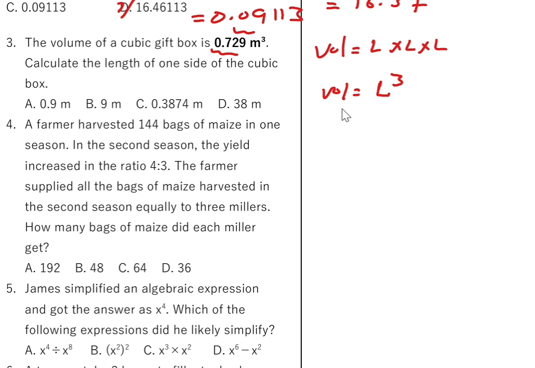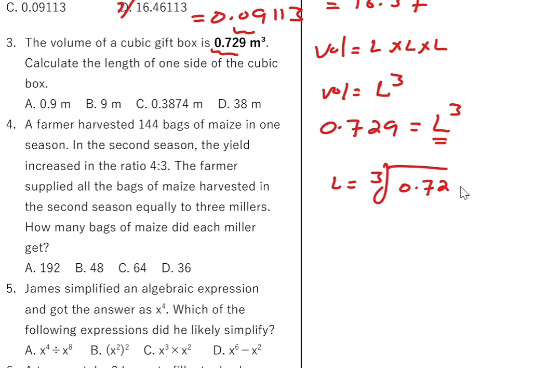So here we have the volume. So 0.729 is equal to L cube. So to get the length, you get cube root on both sides. So L will be cube root of 0.729. So if you take a calculator, cube root of 0.729, you can see the answer is 0.9 meter. And therefore, the correct option is A.